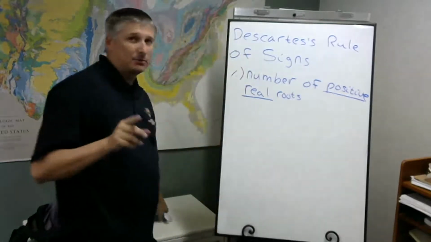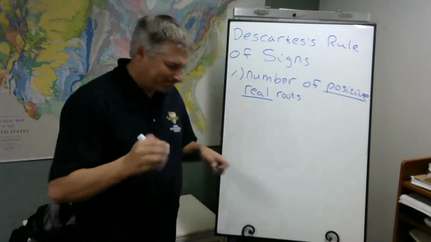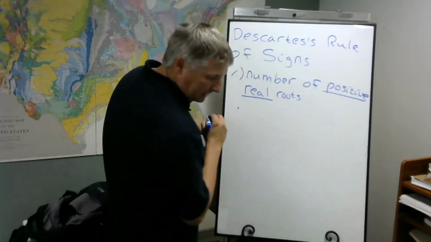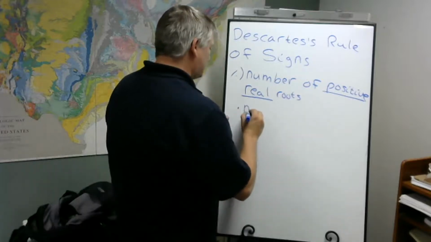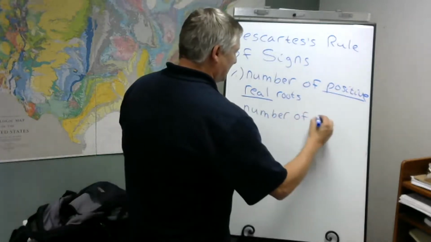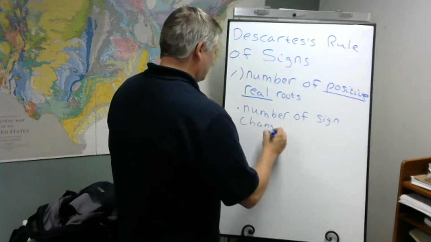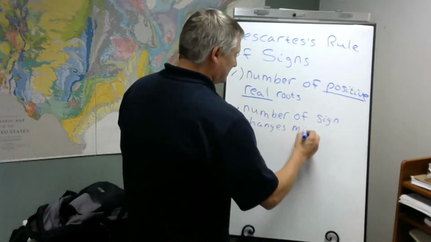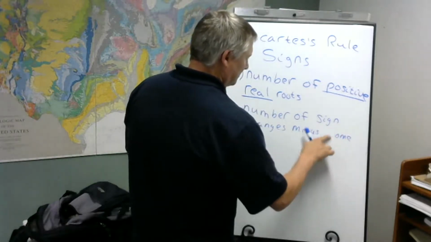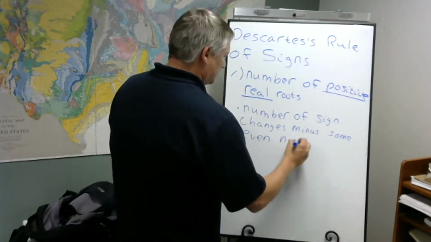That's one possible number of positive real roots. So we could have 2 here. Now let's see. The other option is the number of sign changes minus some even number.